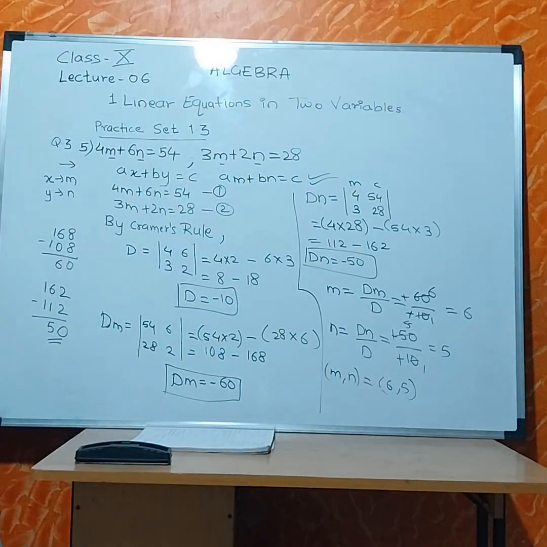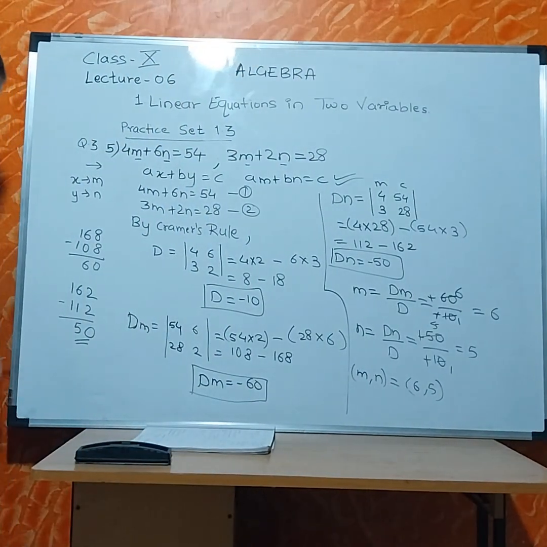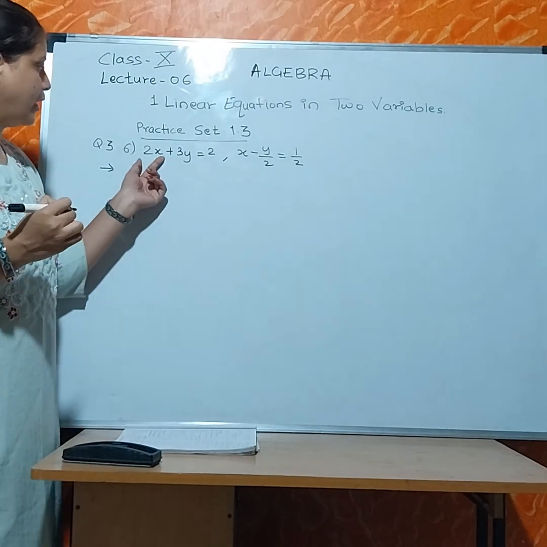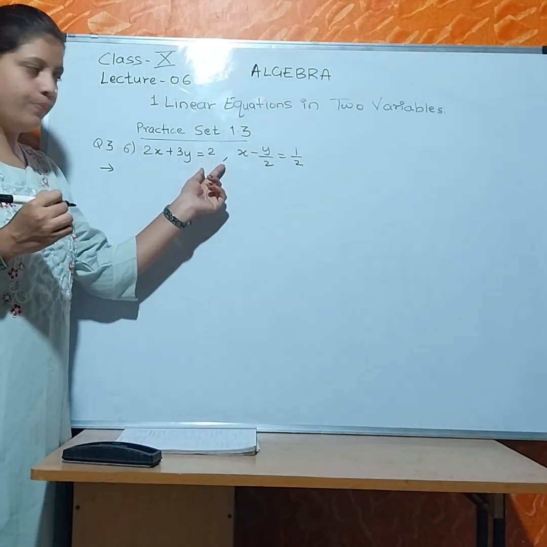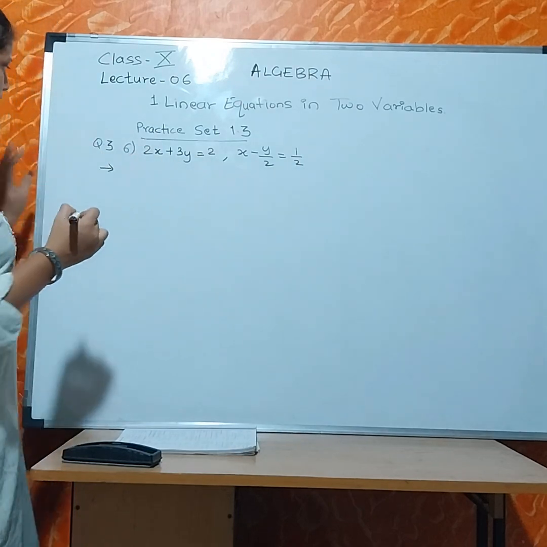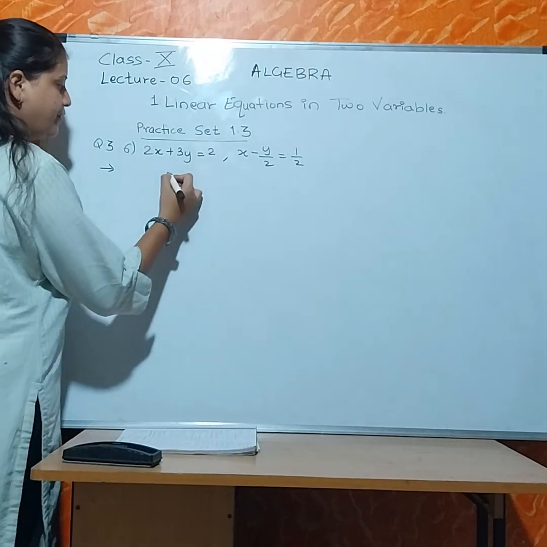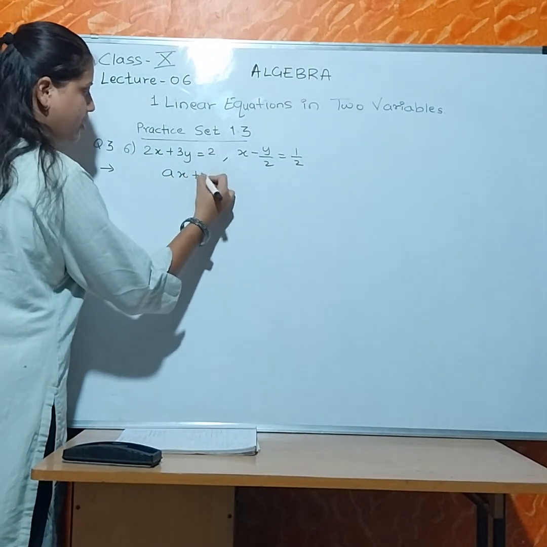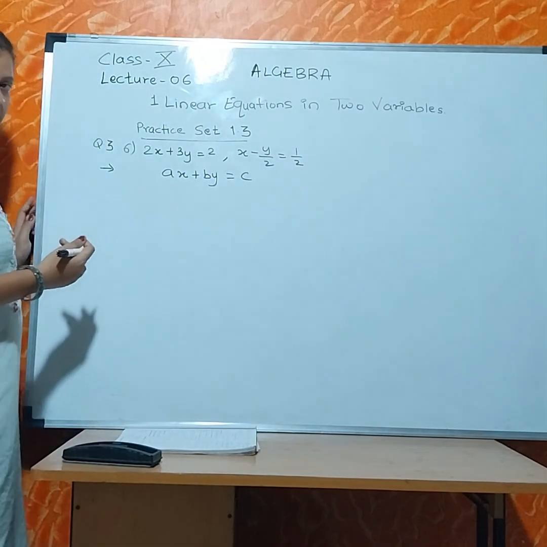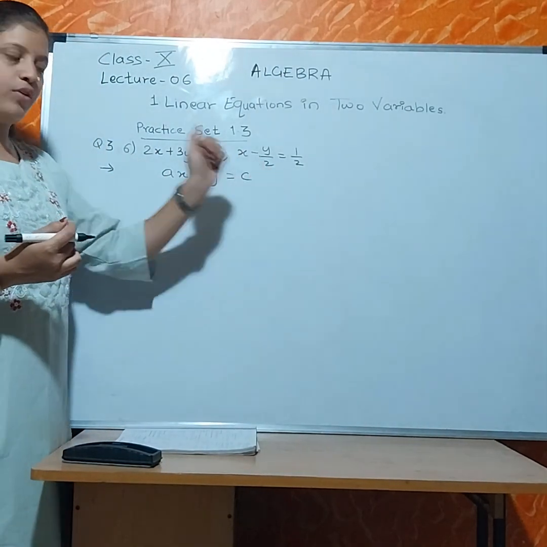Understood? Okay. Next, question number 6. Now here the equations are 2x plus 3y is equal to 2, and x minus y upon 2 is equal to 1 upon 2. See, first the equations are in the general form ax plus by is equal to c. Yes, these equations are in the general form.